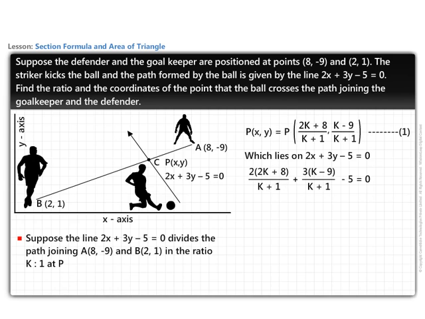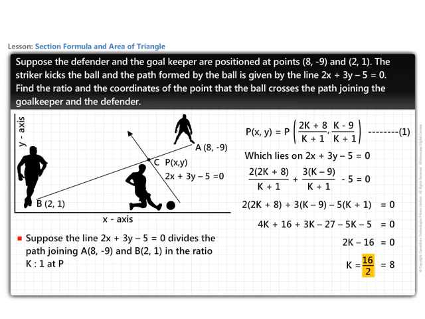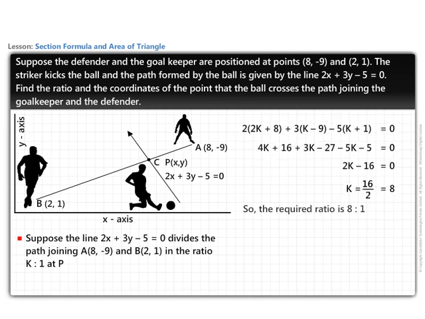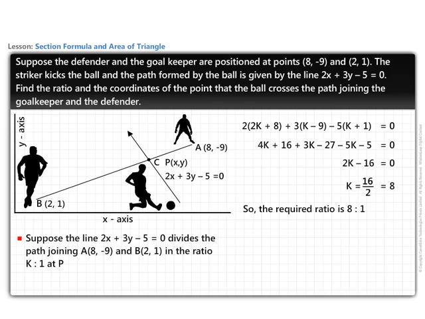Substituting the coordinates of P as x, y in the equation, we get 2 into (2k + 8)/(k + 1) plus 3 into (k - 9)/(k + 1) minus 5 is equal to 0. On further simplifying and solving, we get the value of k is equal to 16/2, which is equal to 8. So, the required ratio is 8:1. Now, substituting k equals 8 in equation 1 and simplifying, we get P(x, y) = P(8/3, -1/9).